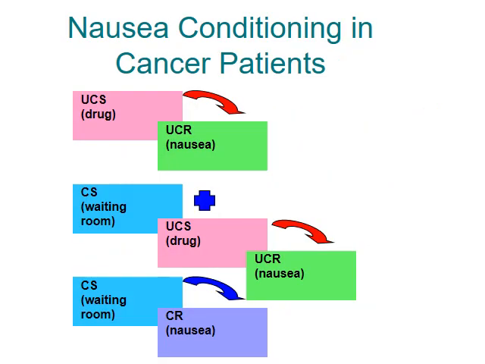We go back to that first example with the cancer patient, and again you can see how this works. The chemotherapy causes the nausea. The smell of the waiting room is paired with the chemotherapy, which much later causes the nausea, and now the waiting room causes the person to feel nauseous.